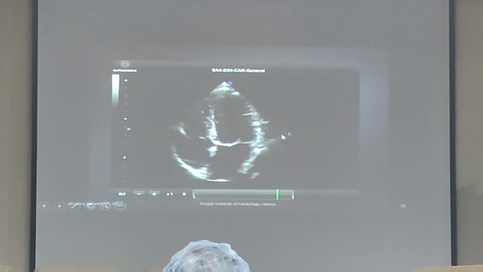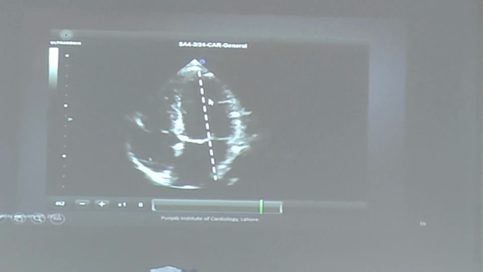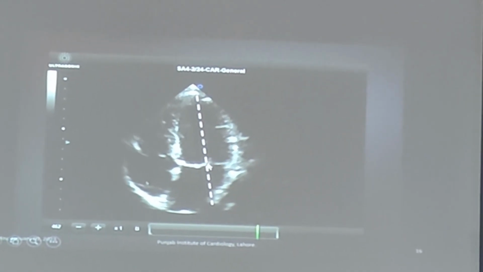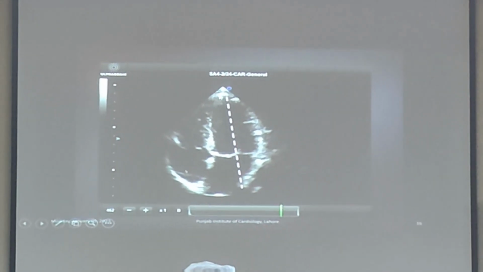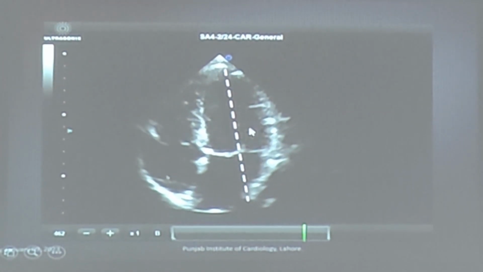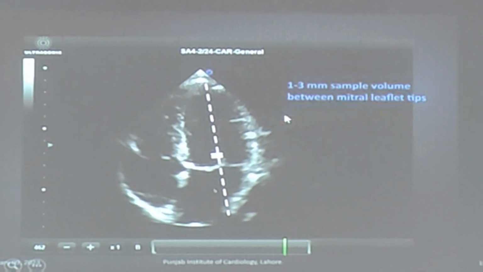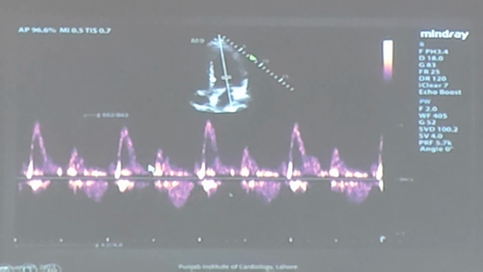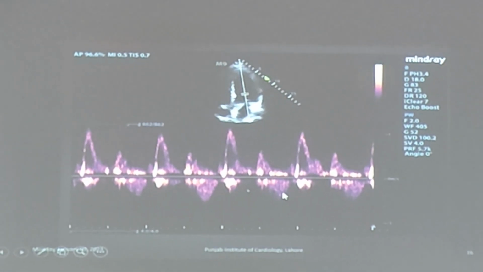In diastolic dysfunction, we take our pulse wave or continuous Doppler. We will make a parasternal long axis apical view, and across the mitral valve, we will put our pulse wave Doppler, not M mode, pulse wave Doppler, and then we will give a sample volume size of about 1 to 3 mm between the mitral leaflet tips. And after that, we will push the pulse wave and it will give us this beautiful picture.